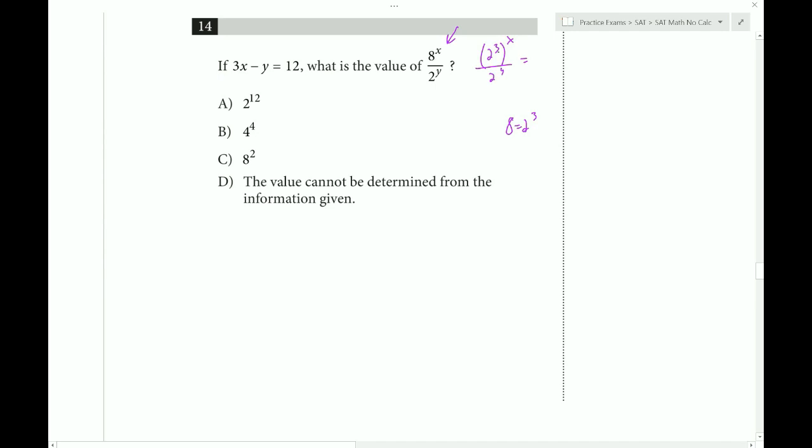Then I would realize that I can multiply those powers, and I get 2 to the 3x over 2 to the y. So that I use the exponent rule for multiplying when you have a power raised to another power. Now I'll use the subtraction rule to get 2 to the power 3x minus y, and then all of a sudden I notice that this is simply equal to 12, and it's no coincidence that that is the case. Okay, so we get 2 to the power 12 as our answer, choice A.